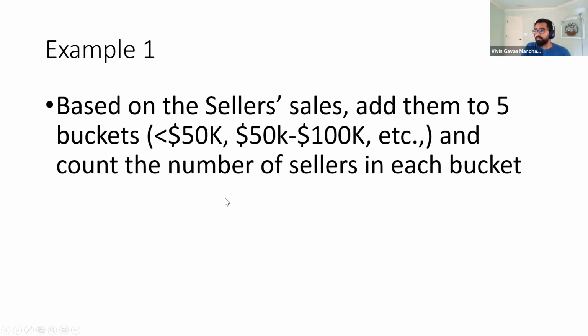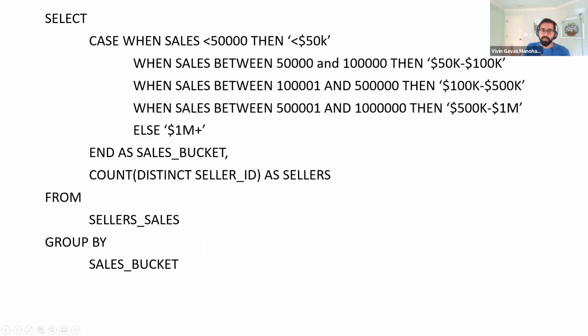So the code would look something like this. At first glance it looks a little big, but it's pretty simple when you read it line by line. The first thing you have to do is, for each entry, add a case when statement to determine if the sale lies within the range we are defining. So you would say when sales is less than 50,000, then flag it as 50K. Between this and this, flag it as 50K to 100K, and so on. So you have 5 different buckets, the last one being greater than 1 million.